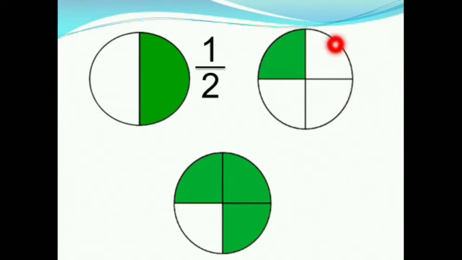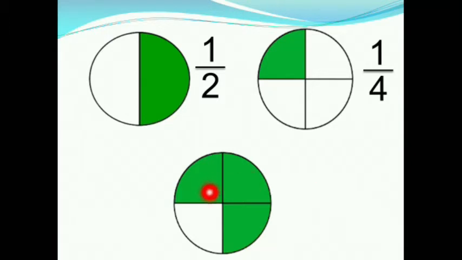Children, observe this figure. This circle is divided into 4 equal parts. One part is colored, 3 parts are not colored. The fraction which represents the shaded part of the figure is 1 by 4. This is read as 1 divided by 4.